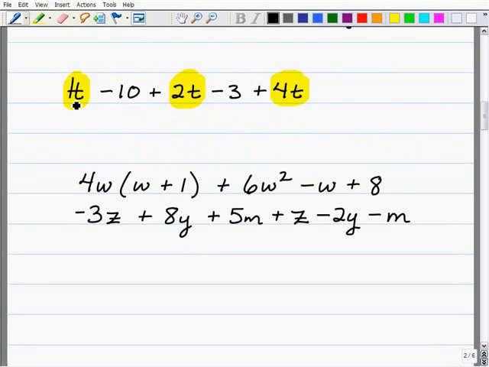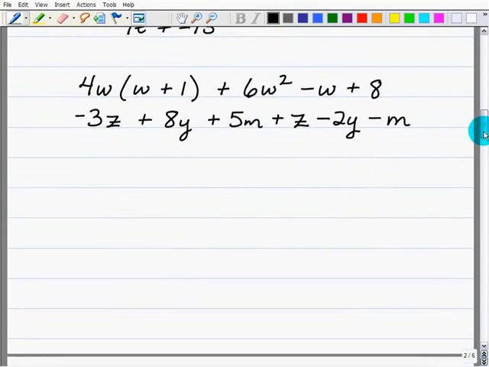So this is going to be 1t plus 2t. That's 3t. These two together are going to be 3t. 3t plus 4t is 7t. And if you want, you can put a line through that just so you can keep track of what's going on. And now I just need to add my constants. The negative 10 plus a negative 3 is a negative 13.